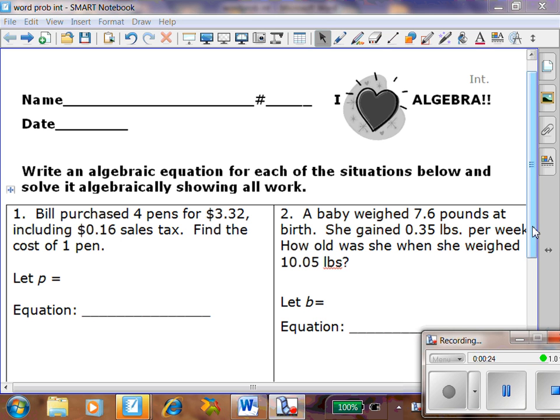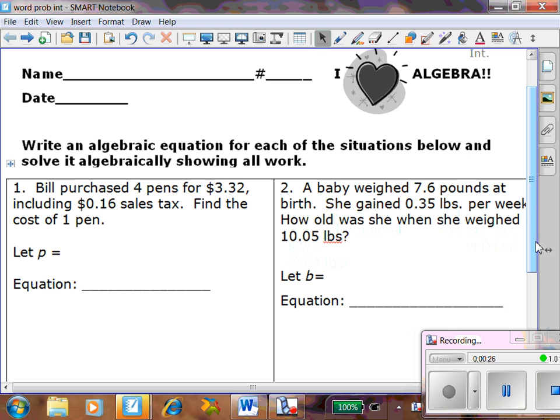So if you remember, every equation is like a little puzzle. All you're trying to do is figure out what is the value of that missing number, which is the variable. So let's take a look. I'm going to do the first one with you, and then you are on your own. All right, so let's start with the first one.